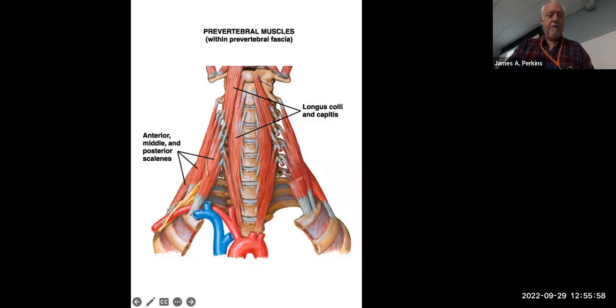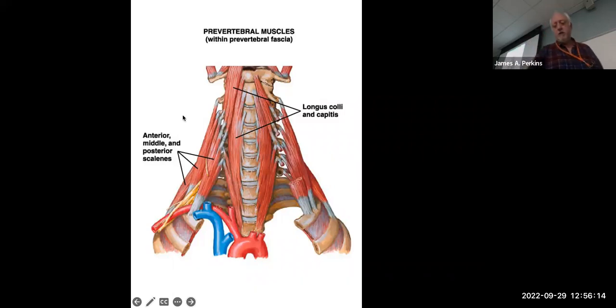There's also a group of muscles that sit laterally that originate on the transverse processes of the cervical vertebrae and then have their insertion on the first two ribs. These are all called scalene muscles. And we'll come back and see these later at another time.